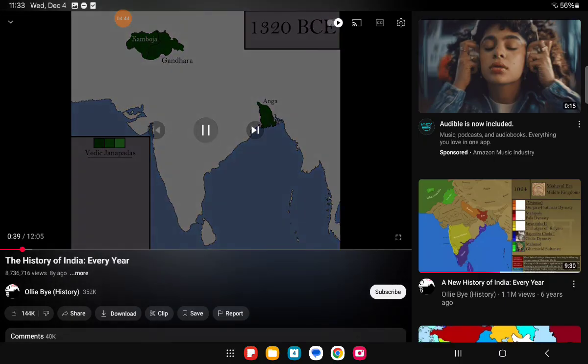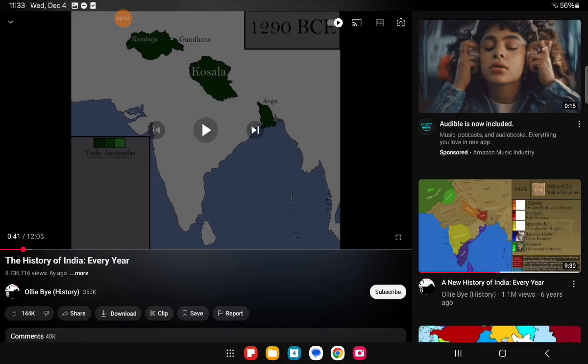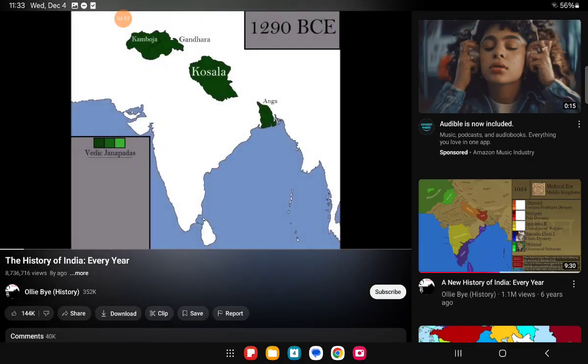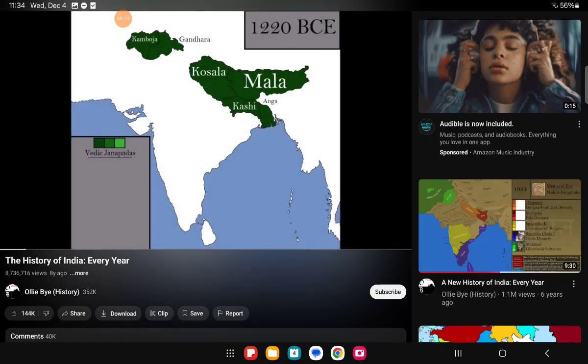Oh look, there's Anga, which is in West Bengal or Bangladesh. Oh, look, there's this giant thing called Kosala that appears to be in Uttar Pradesh, Bihar, or most of Nepal. And now there's Mala, which forms over Bhutan, and it appears to be Arunachal Pradesh, Sikkim, Assam, Meghalaya, over there.